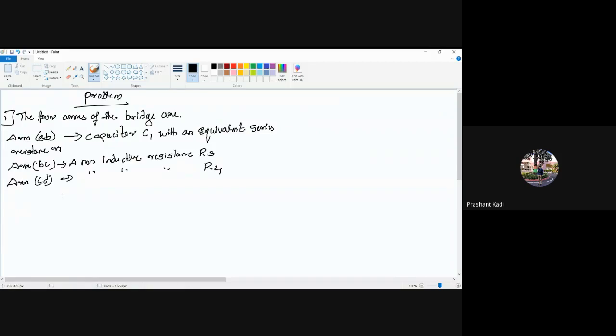Right. So next is arm DA. You have to follow the same sequence A, B, C, D. Remember.